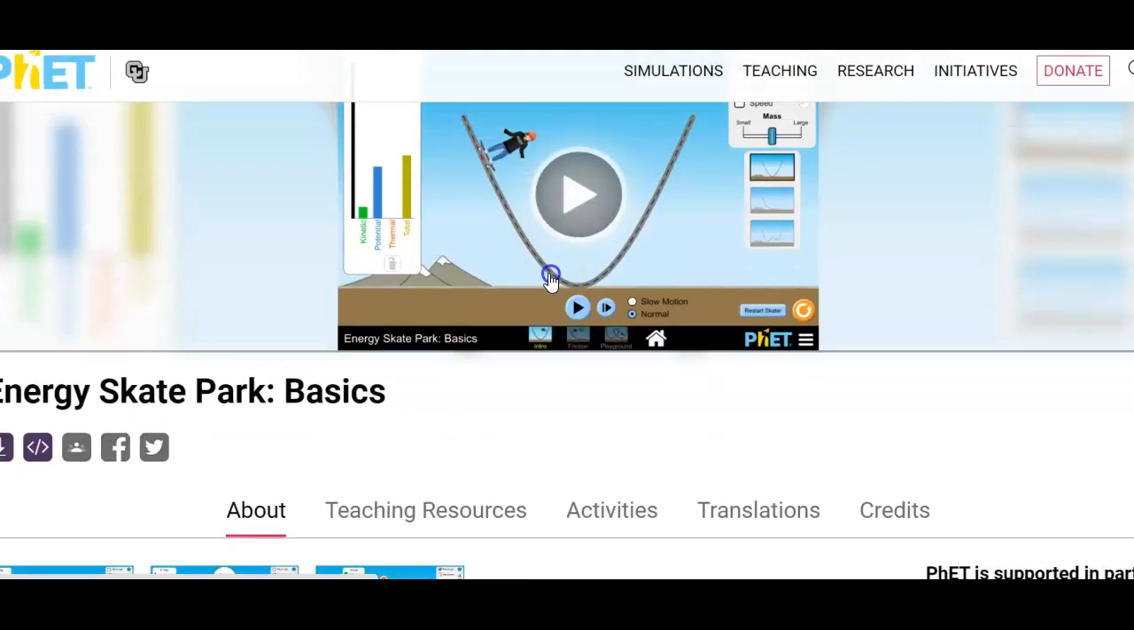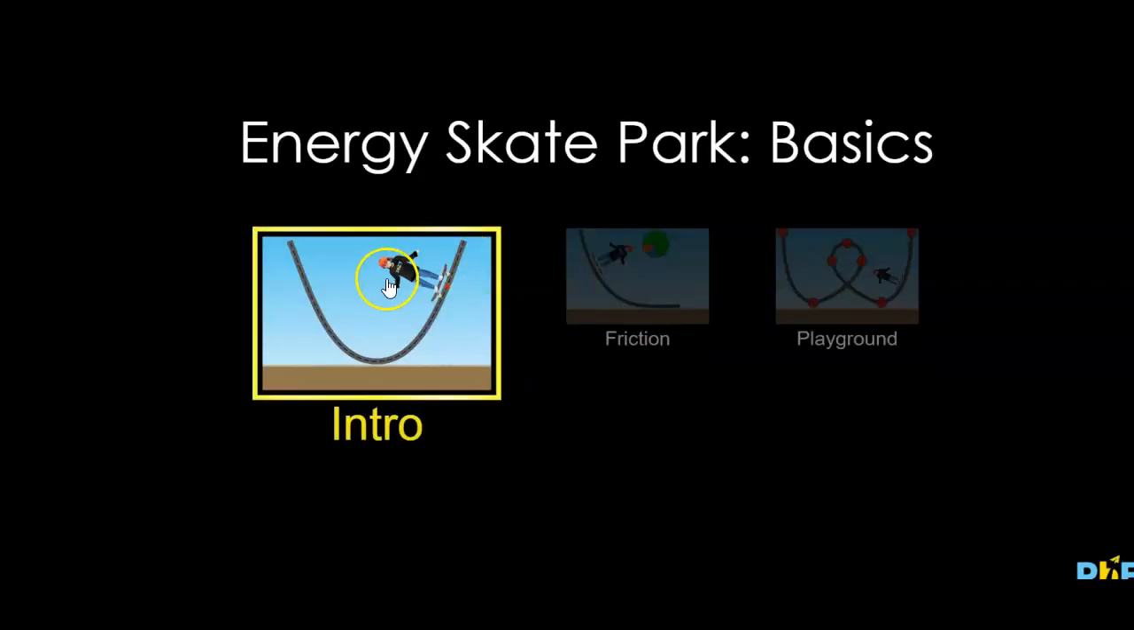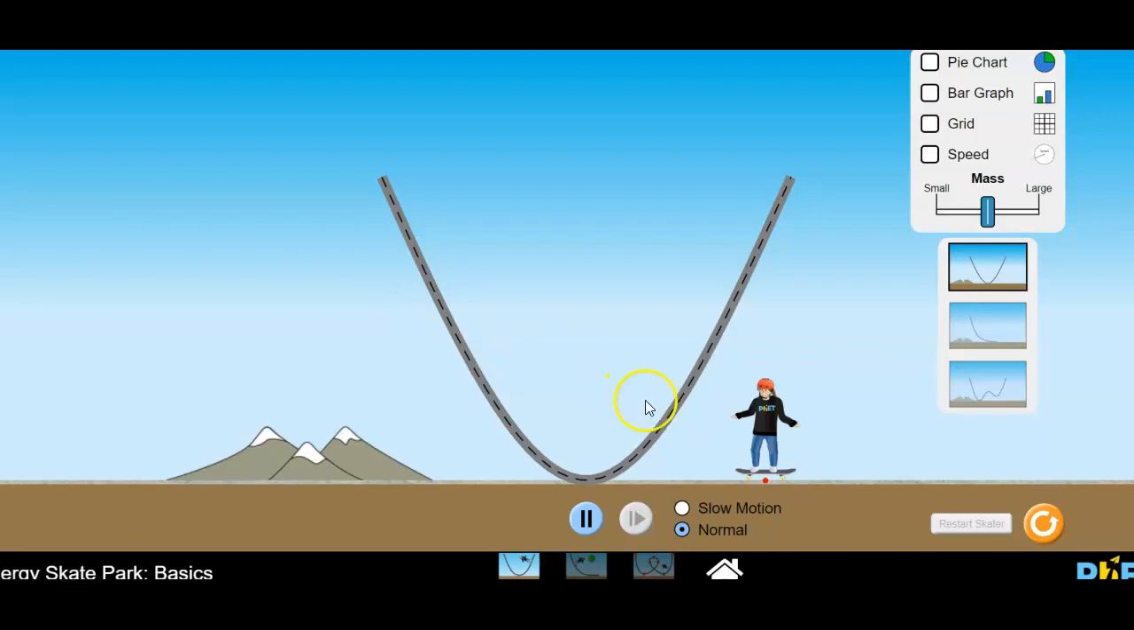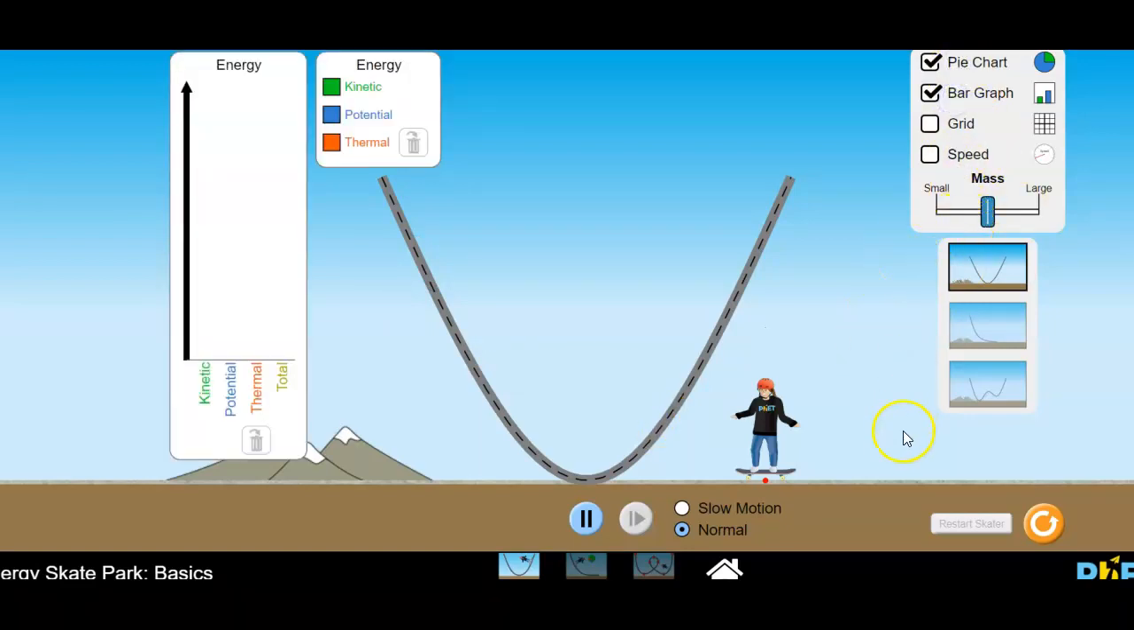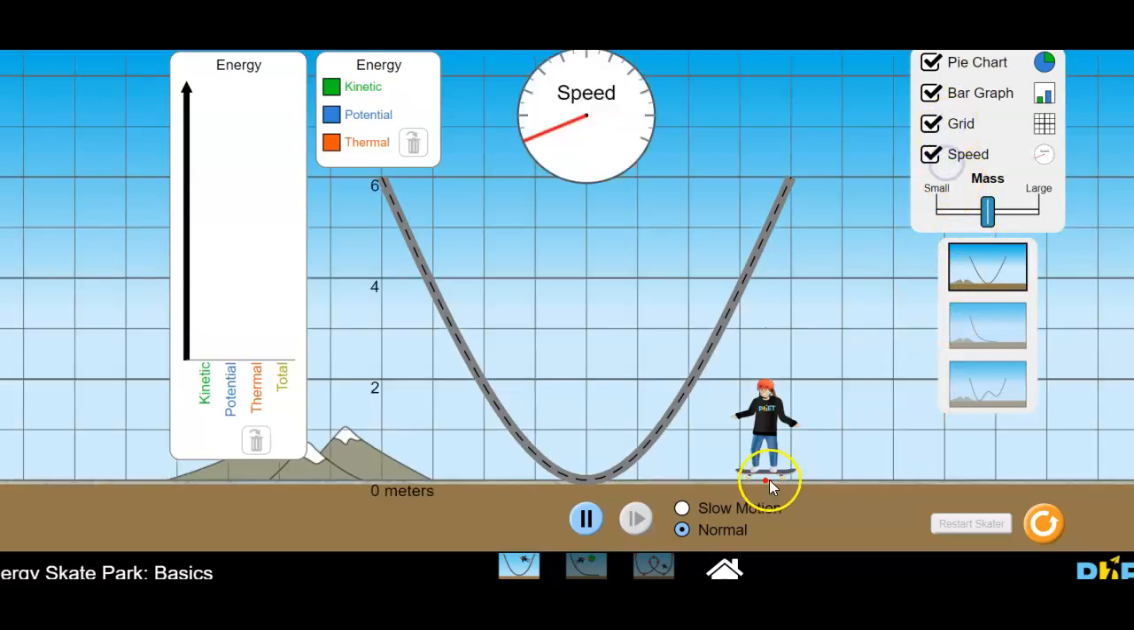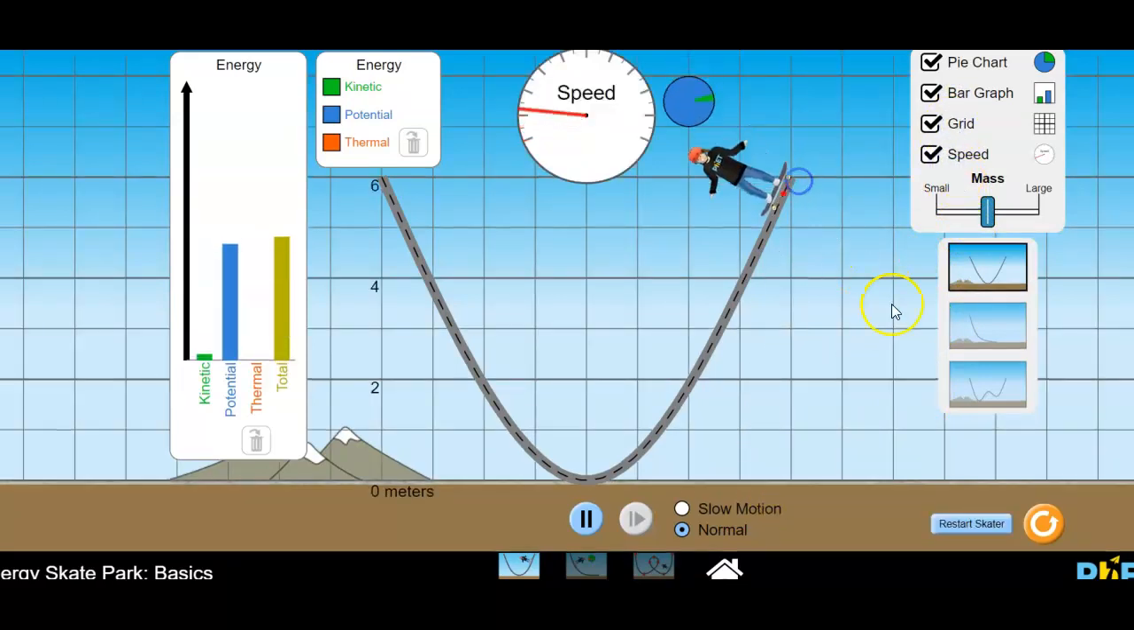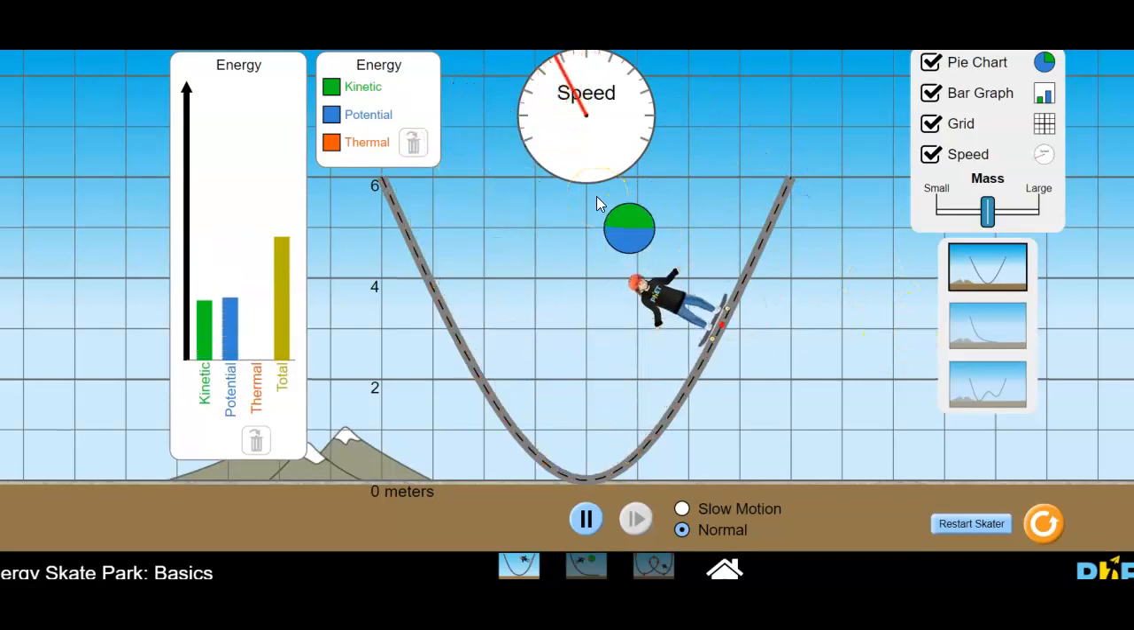You're going to turn this on, and then you're going to start with the Intro tab. You're going to turn on the pie chart, the bar graph. You can actually probably turn on all of these. And then you're going to just watch the skater and answer some questions about that. So I showed this to you a little bit in class yesterday, but you're going to get some questions about it.